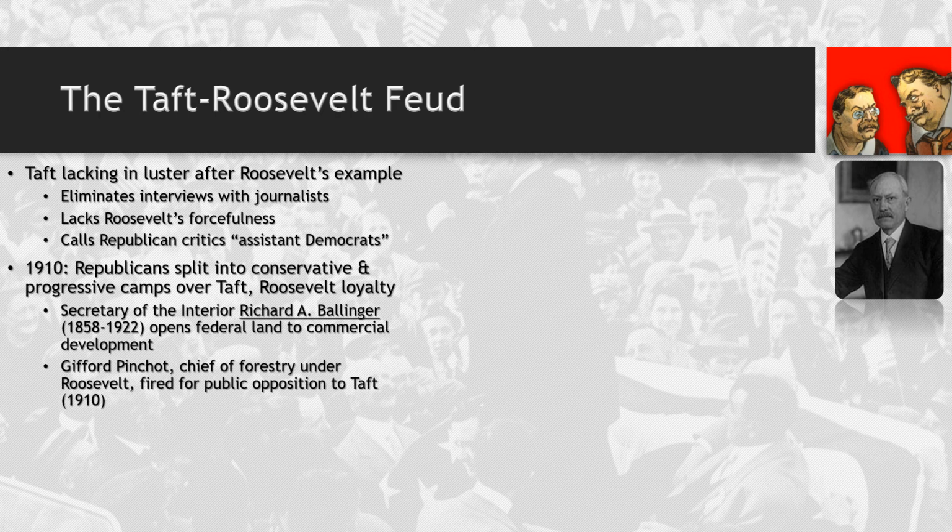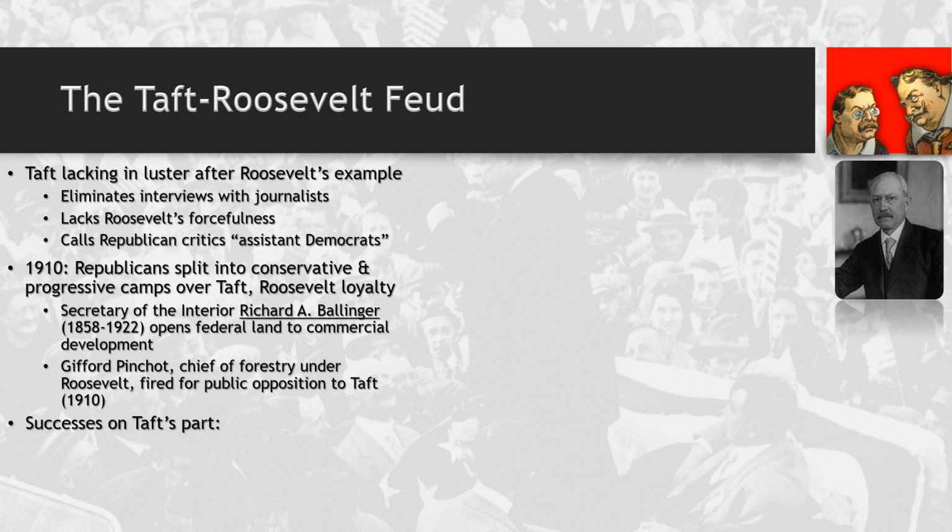And it gets to the point where Gifford Pinchot, the man who is responsible as the chief of forestry, is actually fired because he comes out in opposition to Taft. He tells the public that he doesn't approve of what Taft is doing. He's going back on his word, and it ends up coming across very negatively.